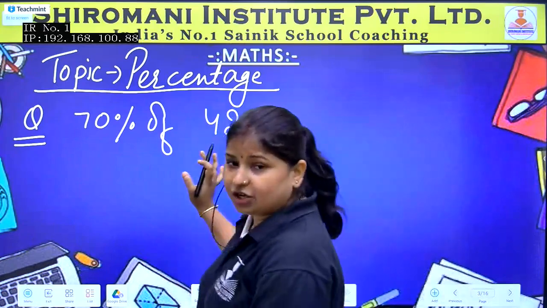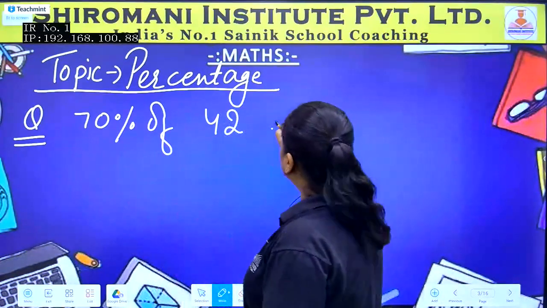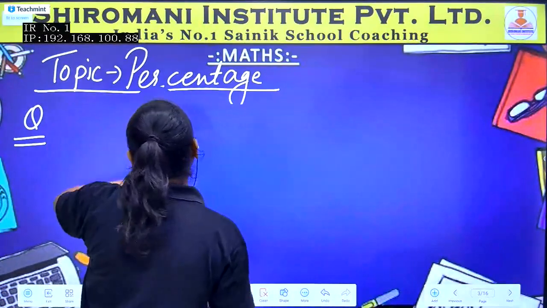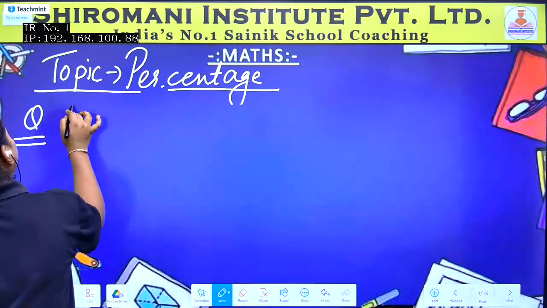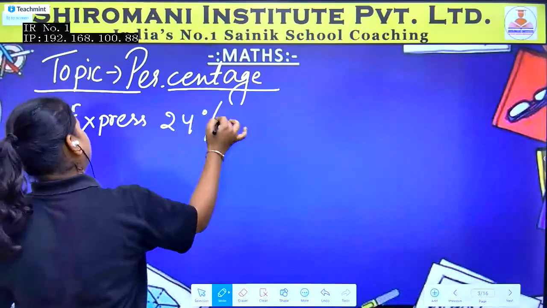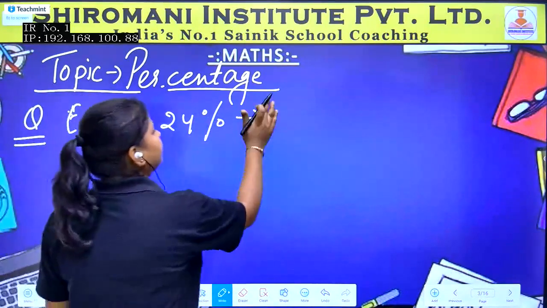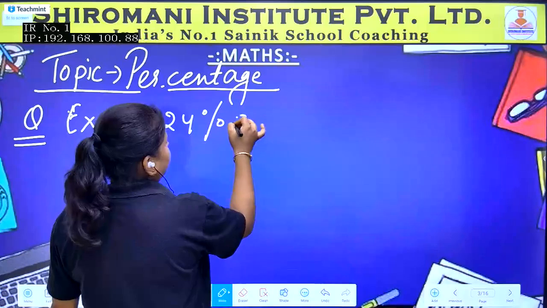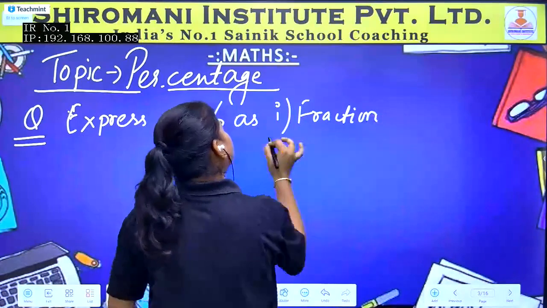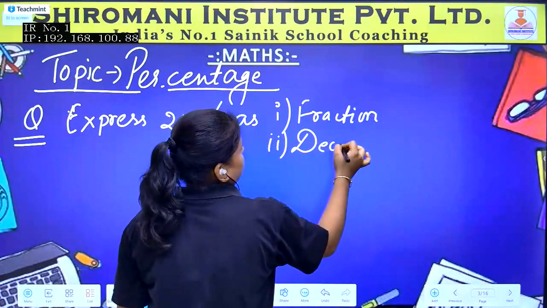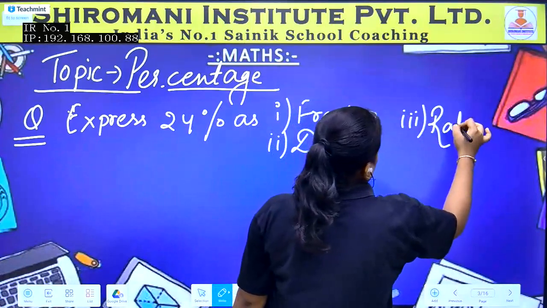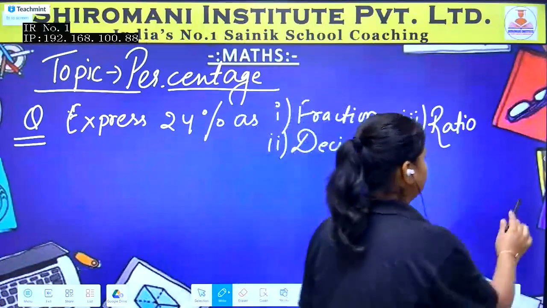This 70% of 42. Okay, you have to find the, not this one. Let me give you another question. You have to express, in one question only, so I will practice all. 25% as a fraction, decimal, and ratio. Okay, I am giving you 2 minutes of time.